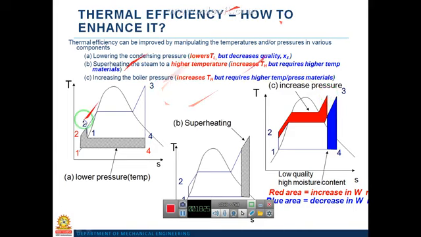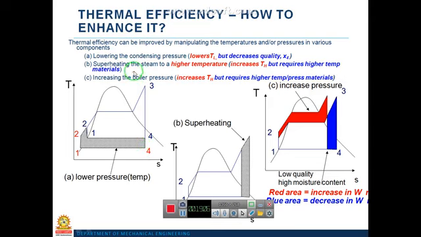Okay, that is the general Rankine cycle. In order to increase the efficiency of the Rankine cycle, we are going to discuss a few methods. In order to enhance the thermal efficiency, the first point is lowering the condenser pressure. By lowering the condenser pressure we can increase the efficiency.